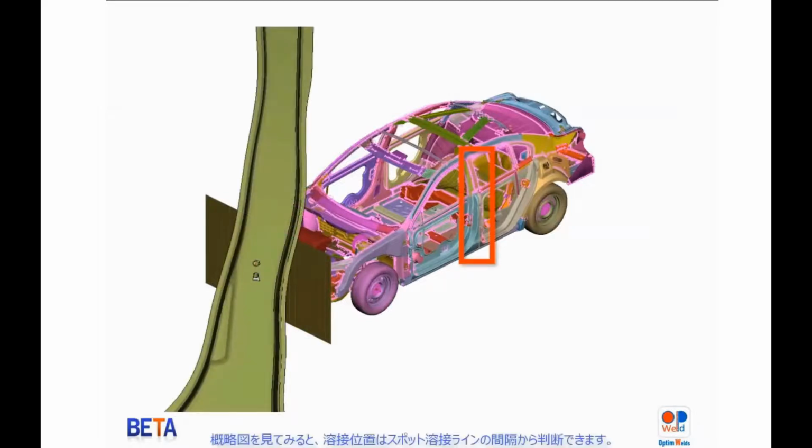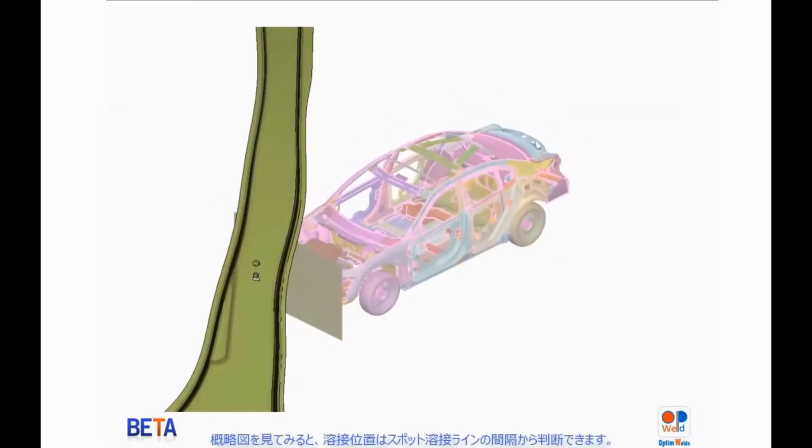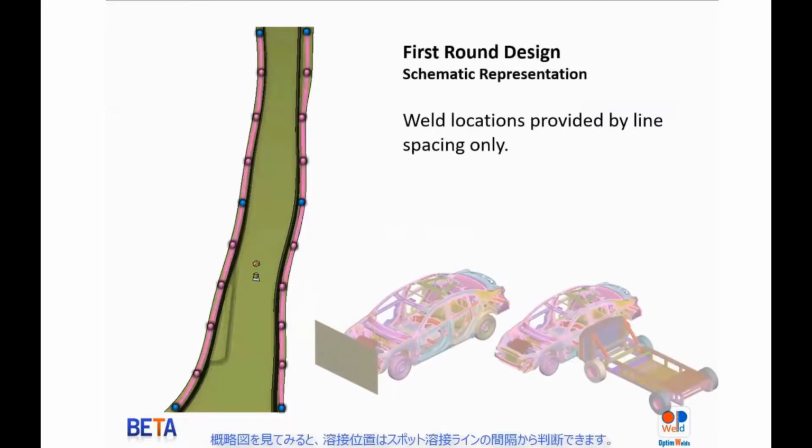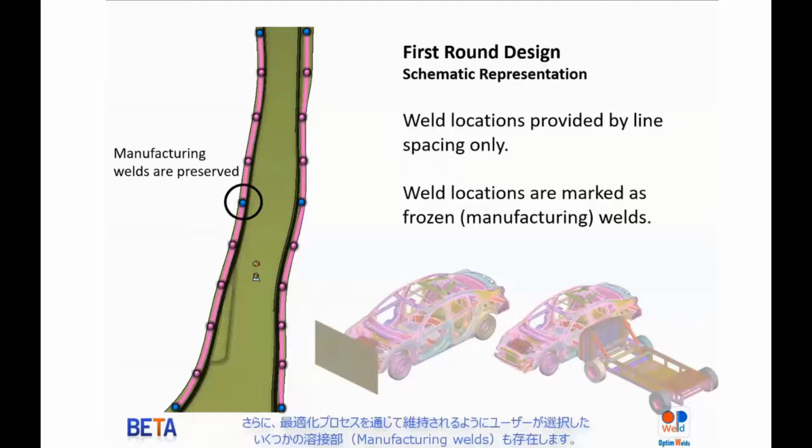Now, if we look at a schematic representation, the weld locations are provided only from the spacing of spot weld lines to start. The spacing on these two lines will then be varied for every consecutive design. Additionally, there are some welds that have been selected by the user to be manufacturing welds that will remain at these locations throughout the optimization. If there is a situation where any welds fall too closely to each other, these frozen welds will take priority over other welds, which will then be deleted.